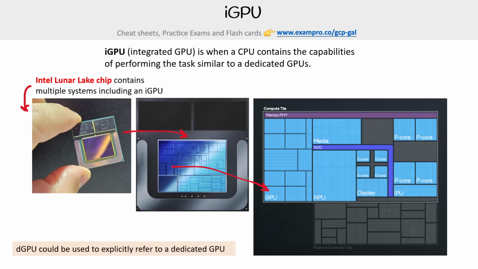There is another term called dGPU, which stands for Dedicated Graphics Processing Unit. That's just your normal GPU, your normal graphics card. But sometimes you see that when you need to distinguish between iGPUs and dGPUs.